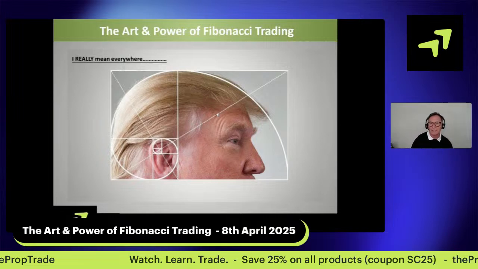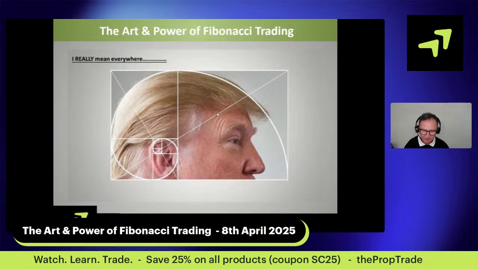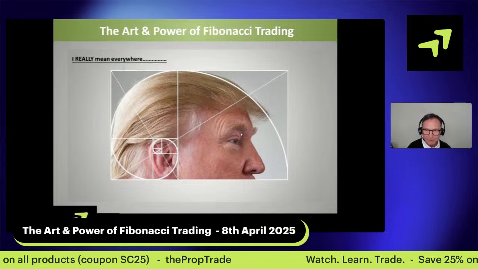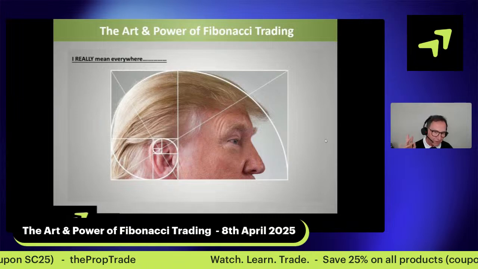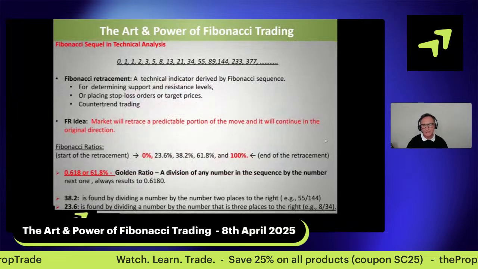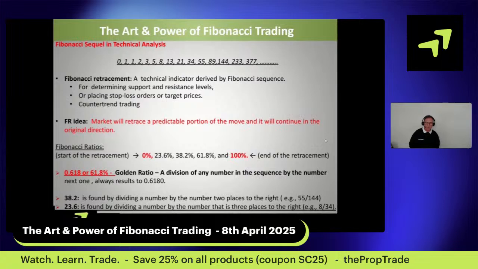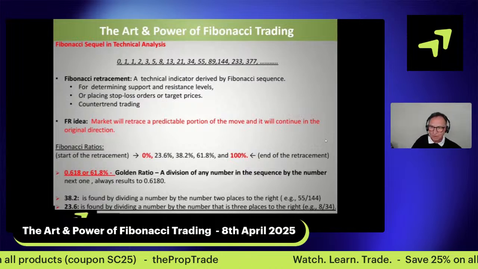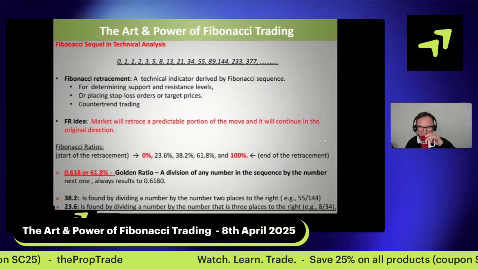The man of the moment, there we are. There's our Fibonacci arc around our man of the moment. So it's everywhere, and there's absolutely no reason why it can't fit into the financial markets, and it does fit really nicely. So we have got our number sequence.